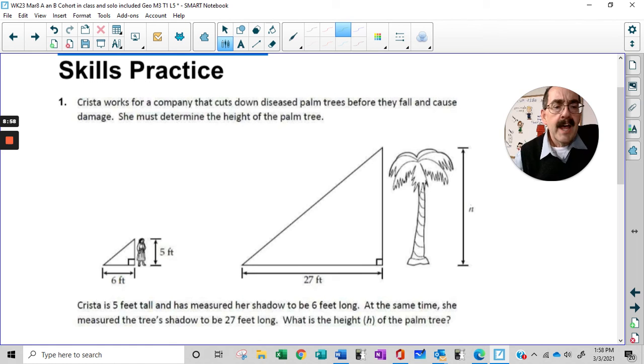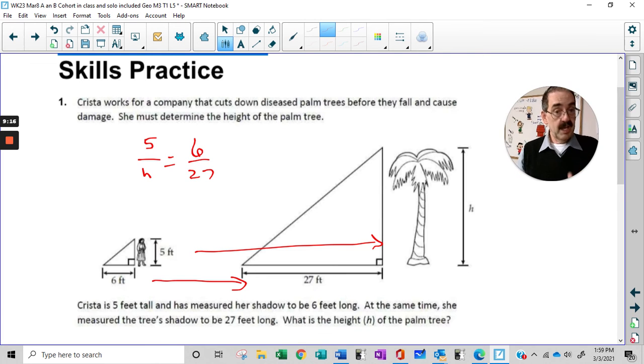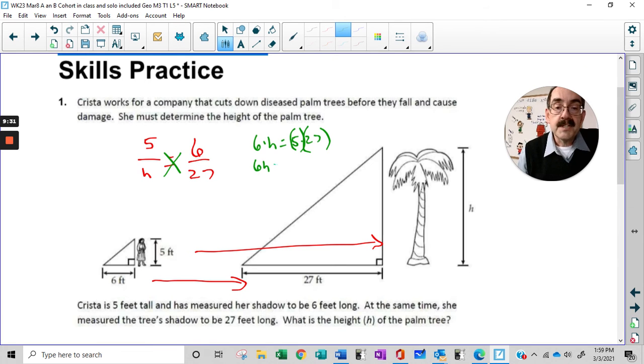Okay, welcome back. Boom, boom. Let's just keep this one simple. Let's just go as we read. Left, left. 5 goes to the h, as 6 goes to the 27. Okay? Then we work on that cross multiplication. Okay? 6 times h, 6h. 5 times 27. 6 times h is 6h. 5 times 27 is 135.